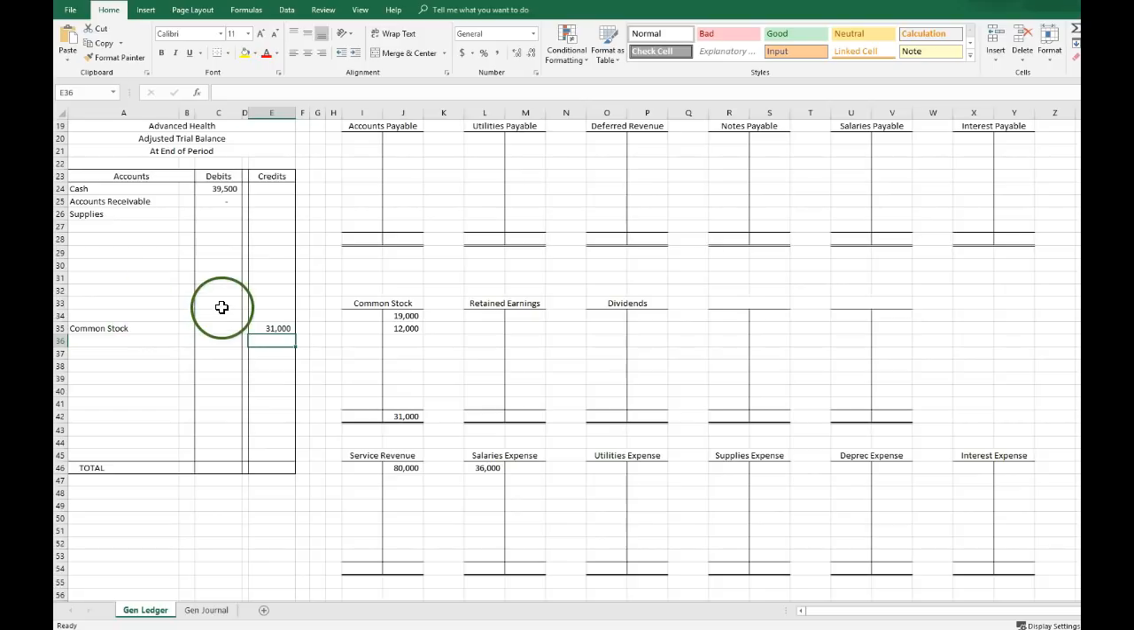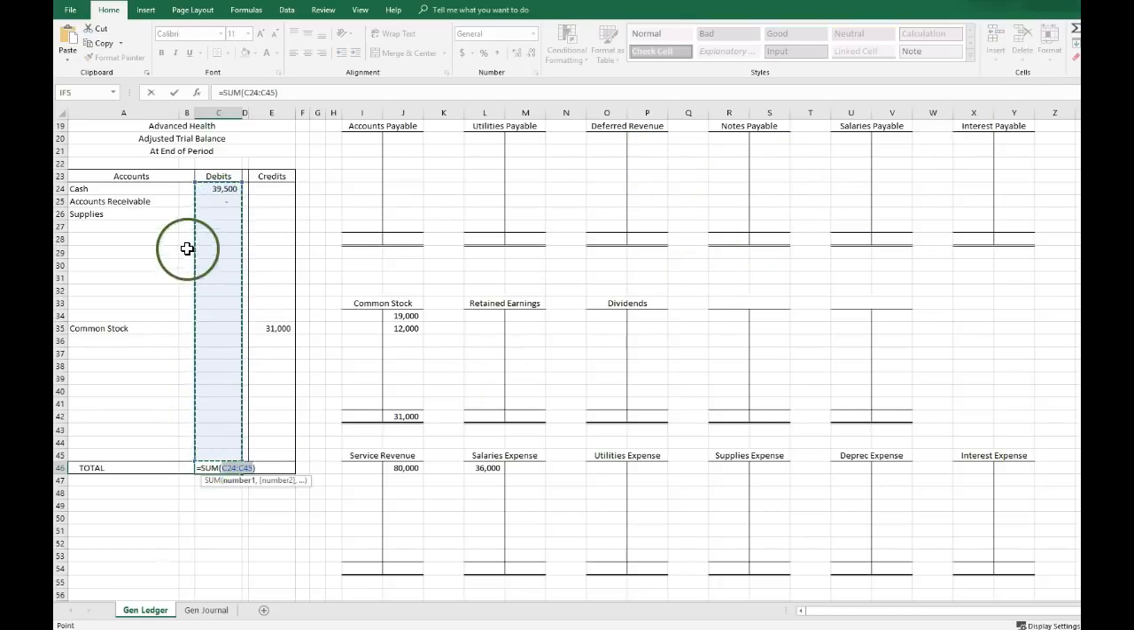Now once you complete this, get all the accounts listed here and the correct debit and credit dollar amounts, have Excel total the columns up. So you can go to auto sum, and it already picked the range for you. If you agree with this range, you can just hit enter, and it'll total that column up. I only have one number, so that's all it is. Do the same thing over here.